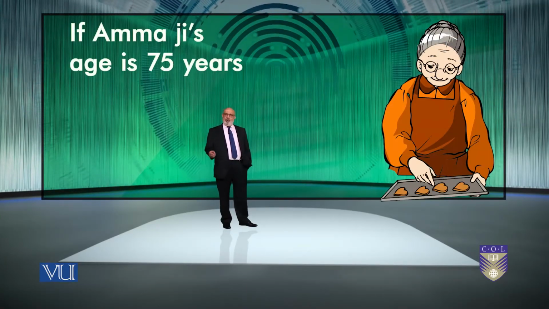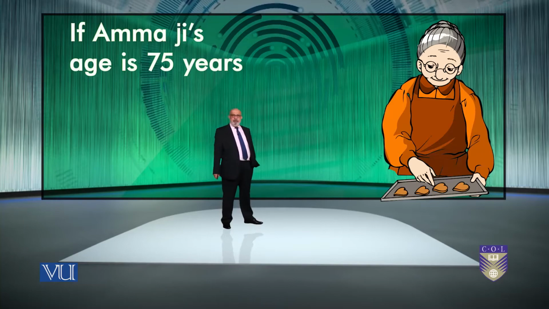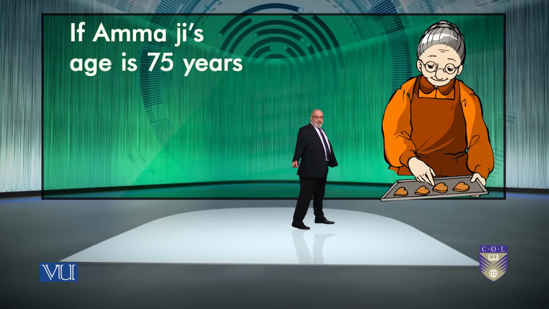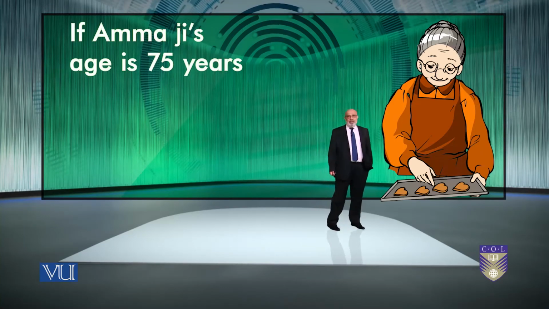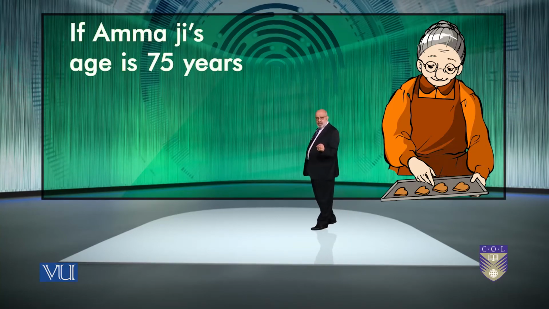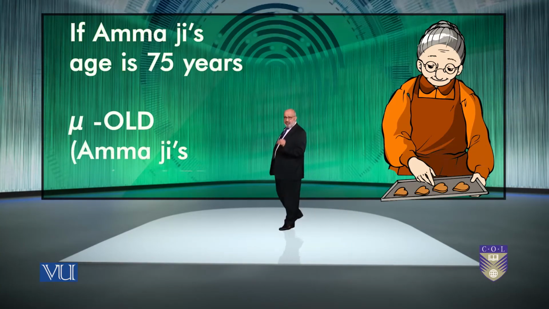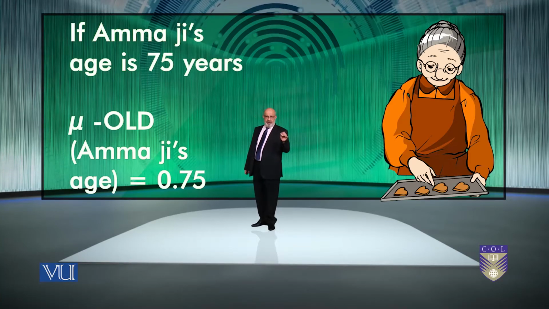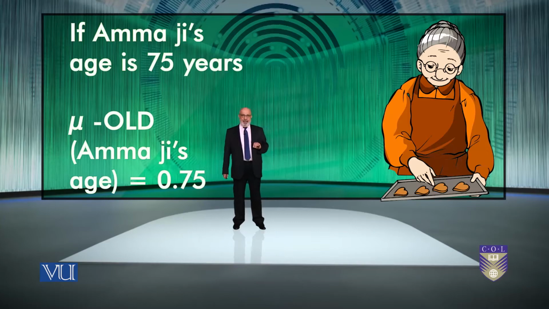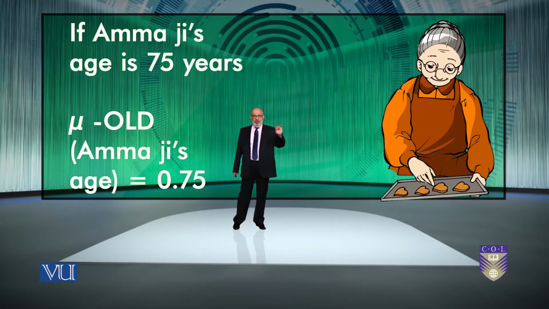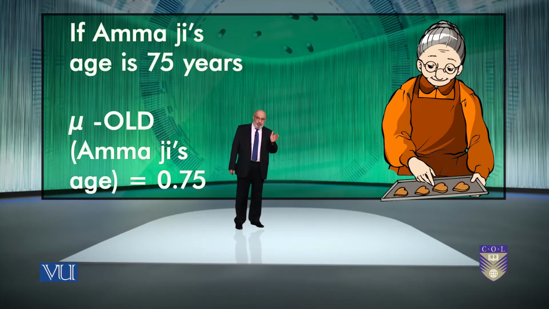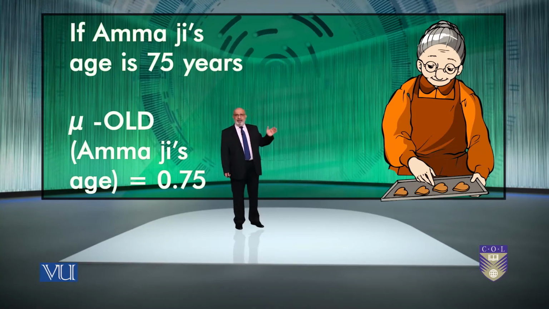Let's consider another example. Amma ji is old. She's an old person. In crisp set terminology, Amma ji would be part of the old people. Here we define mu old as the membership function that operates on the fuzzy set of old people. It takes as input one variable, which is age, and returns a value between 0.0 and 1.0, anything in between as well.